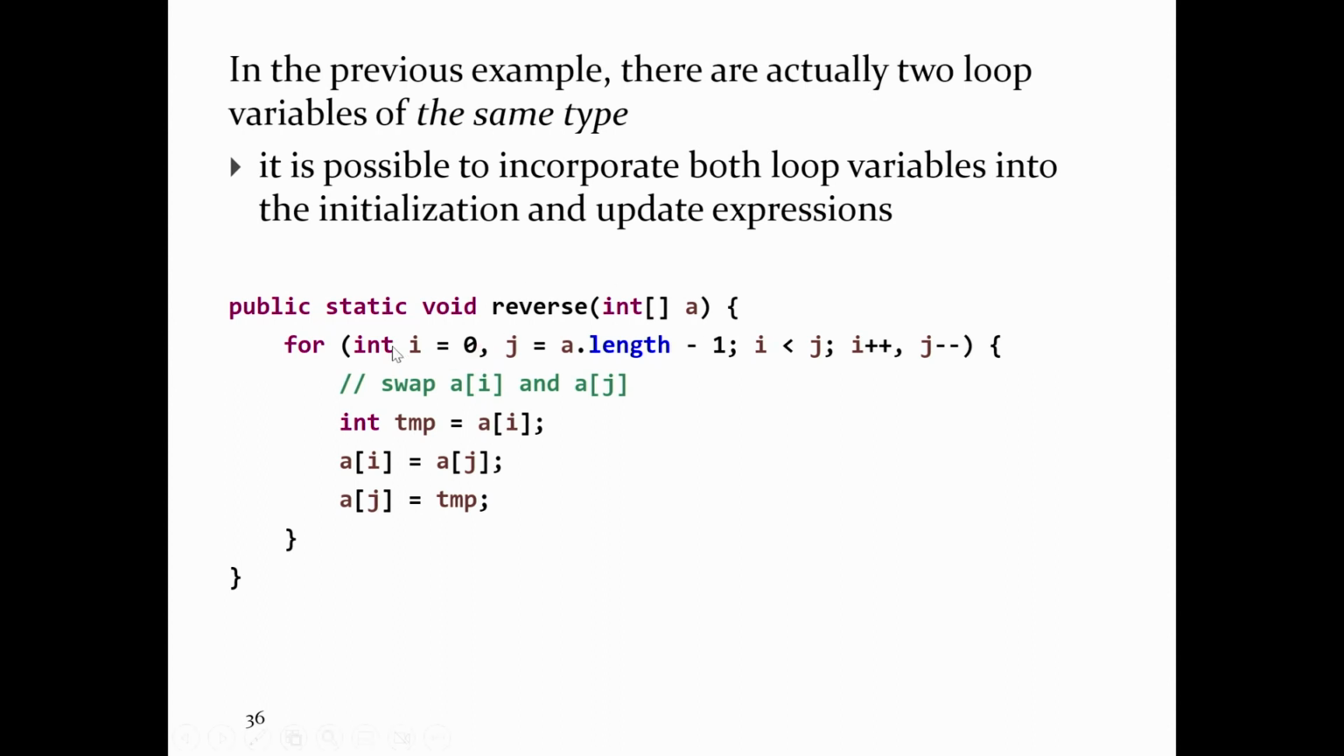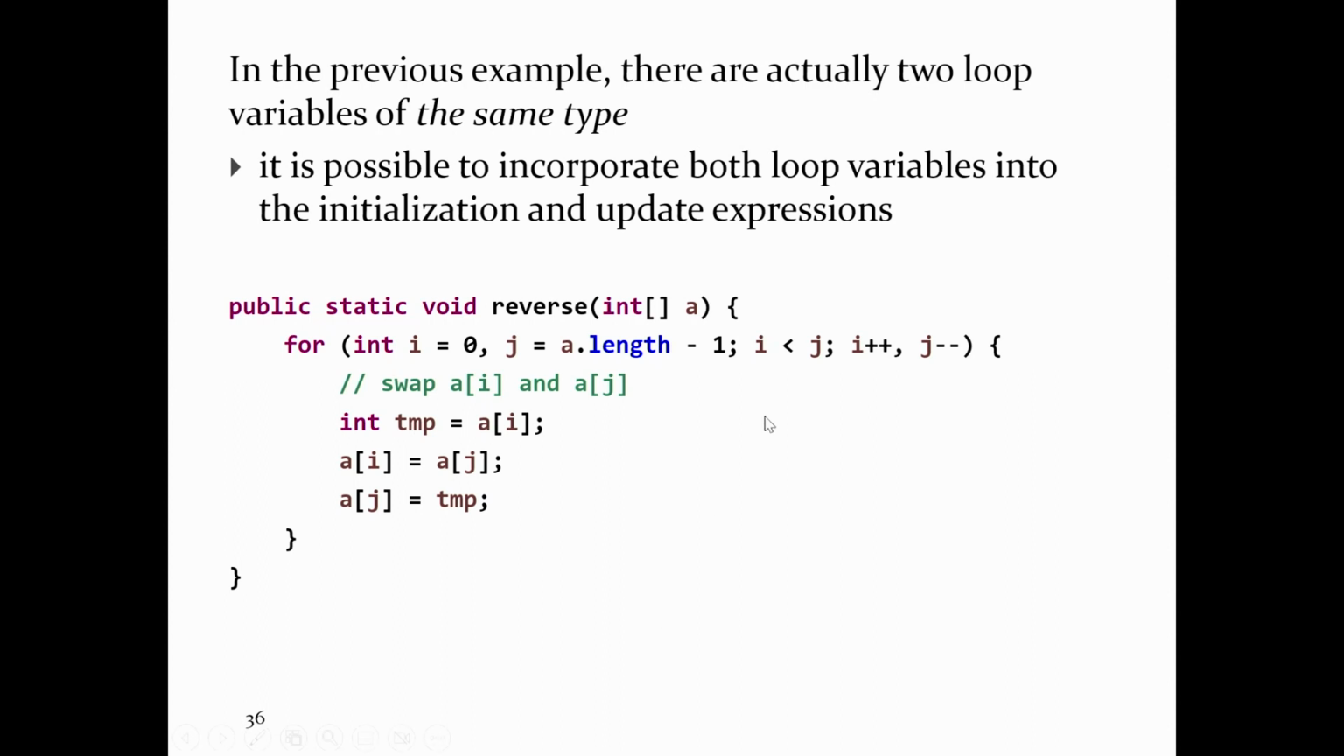You don't write int j here. This declares i and j in the same statement. So i is 0, j is length minus 1. Here i is less than j still. Here I can update both variables in the same expression. So I can increase i by 1 and I can decrease j by 1. Again, use the comma to separate the two sub-expressions.